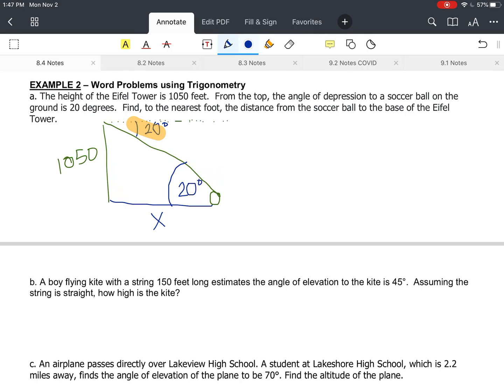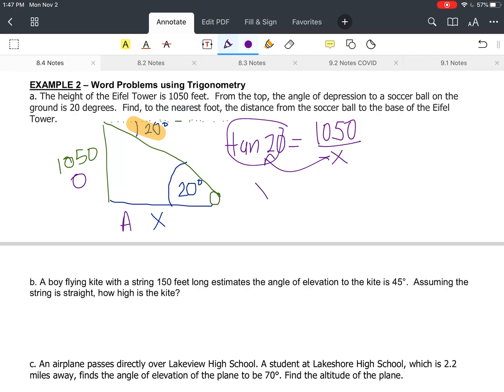But as I said earlier, the angle of depression and the angle of elevation down here will be the same. So this will also be 20 degrees. That is in my triangle. So now I can use that opposite, adjacent, and hypotenuse to find the value of x. 20 is my reference angle, 1050 is opposite, x is adjacent. Well, opposite and adjacent will be tangent. So I'm going to say the tangent of 20 degrees equals opposite, which is 1050, over adjacent, which is x.